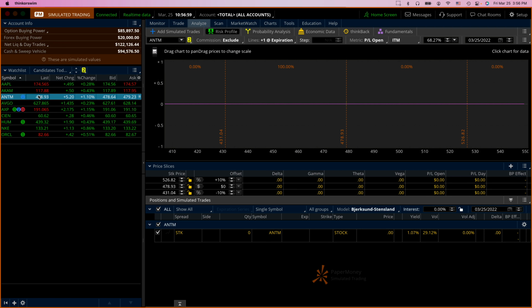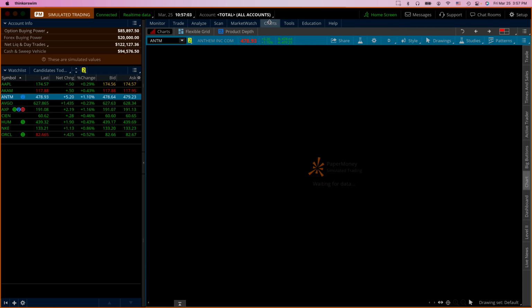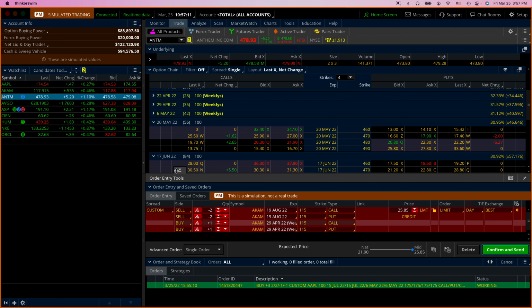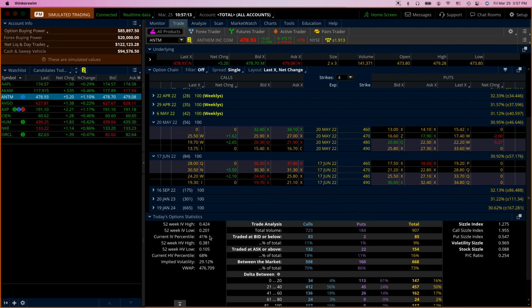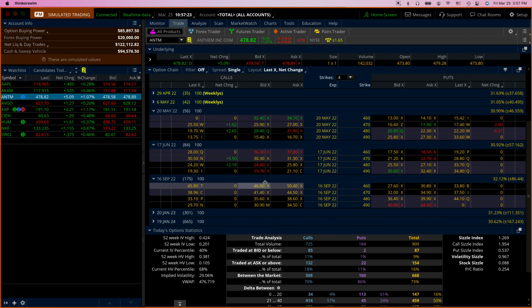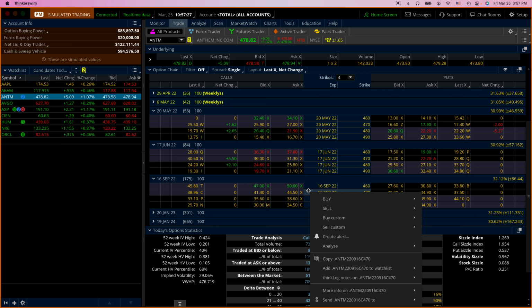Let's go to ANTM. Let's look at the chart. The stock has been moving nicely. The volatility is a little high, as most stocks are right now. So let's go to the trade tab, and we see it's 41, way too high. You can do the same evaluation. You would have to go to September for the options to buy, and 478, that's probably too expensive too.